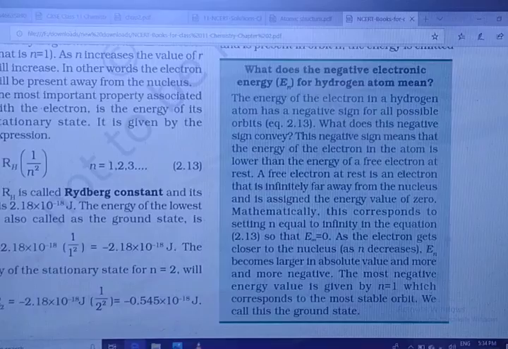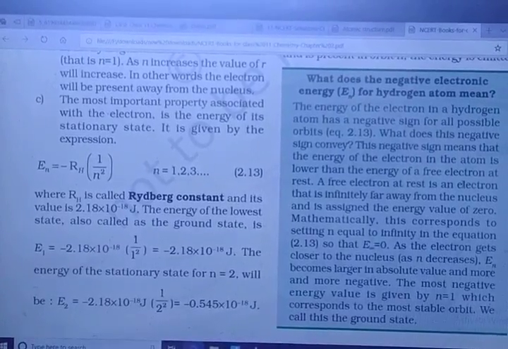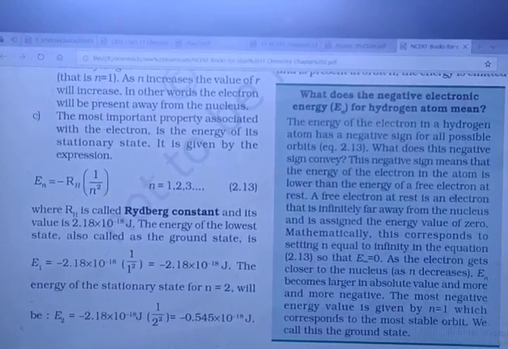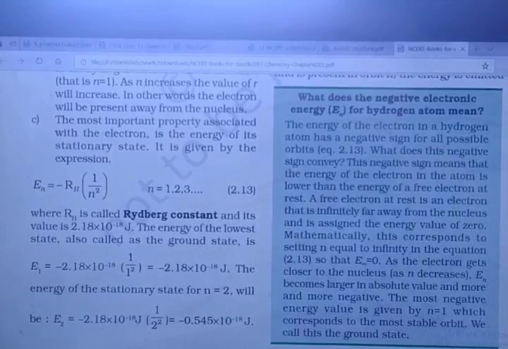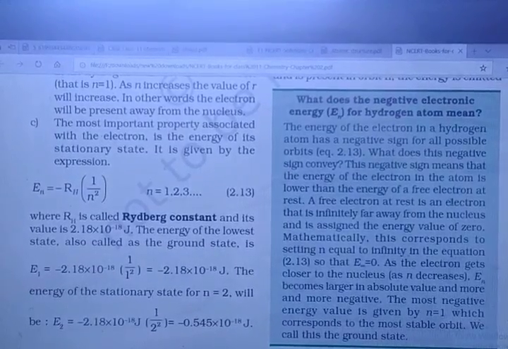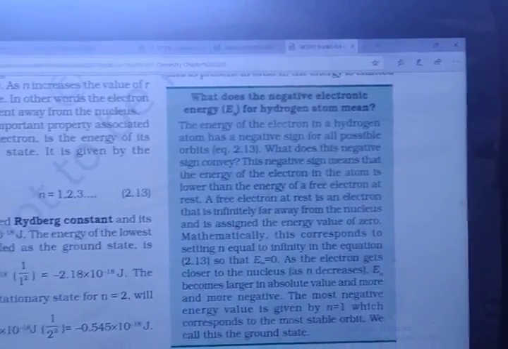Mathematically, this corresponds to setting n equal to infinity in the equation, as we had the energy En is equal to minus RH into 1 upon n square. If you put infinity here, what will be the value? E infinity is equal to minus RH into 1 upon infinity square. So the value will be 0, right? So here you can see E infinity is equal to 0.